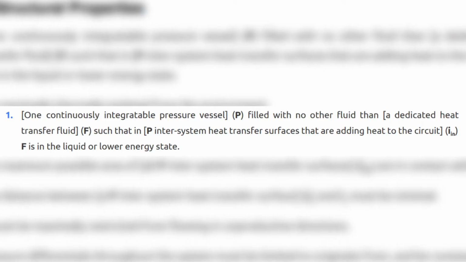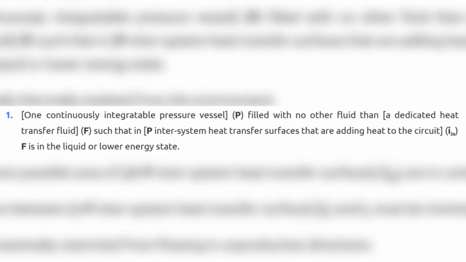That is P, filled with no other fluid than a dedicated heat transfer fluid. That's important because all the heat transfer in the PII thermal circuit occurs through phase change. So if you had some air from the atmosphere leaking into this internal pressure vessel, and then you had some water, that liquid would boil at a specific temperature associated with the pressure of however much air has leaked into it.